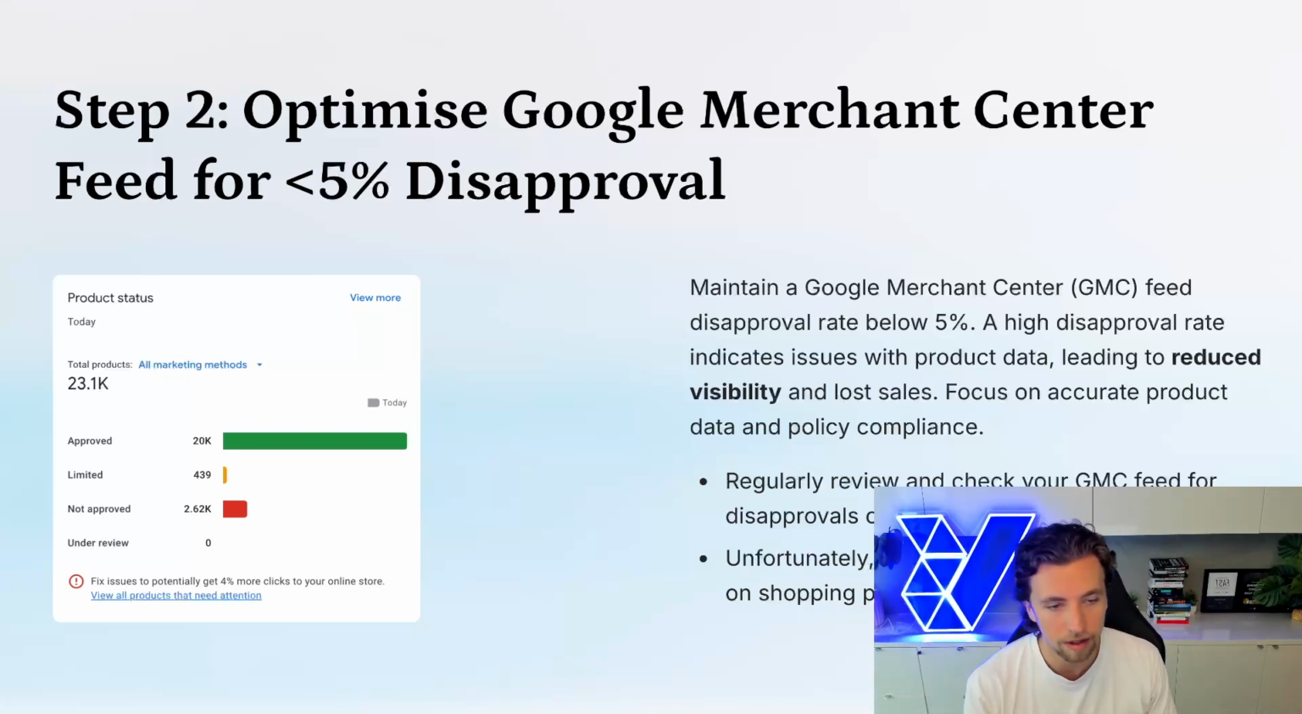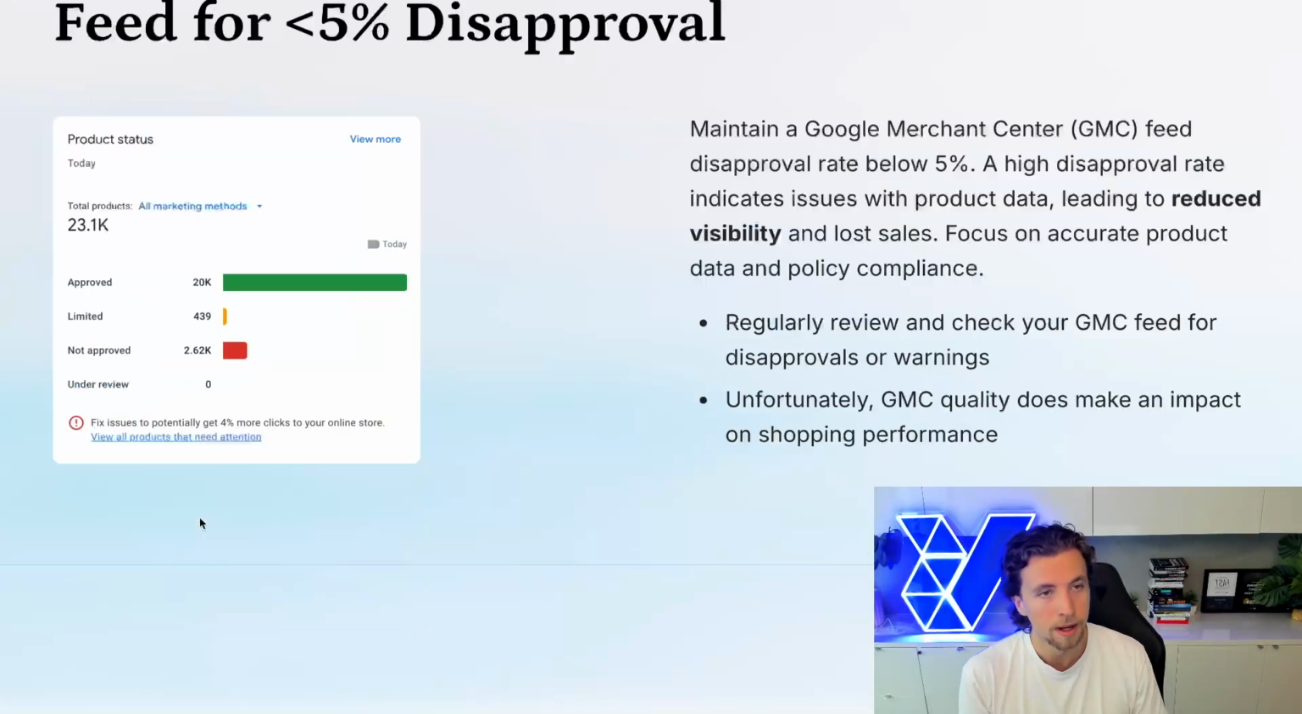And you want to make sure that you're keeping this disapproval rate sub 5%. In this example, this brand is not sub 5%. They have 2.6 thousand disapprovals, 20,000 approved. This is a big issue. Now, there's a multitude of different reasons as to why they could have disapprovals here. If they can't fix these disapprovals, they actually want to just completely remove these products from the Merchant Center entirely. And that's also a way to immediately boost performance.